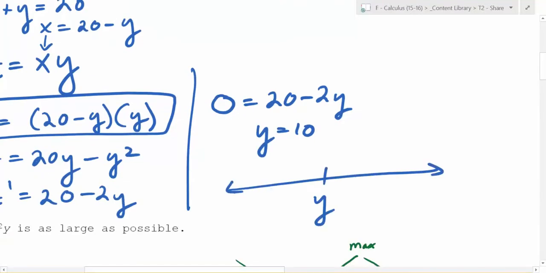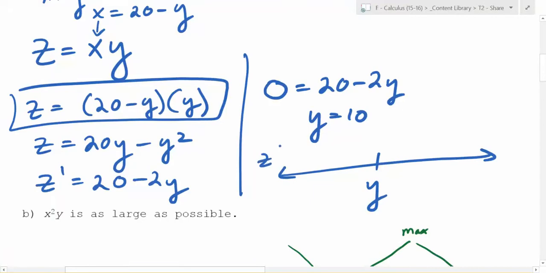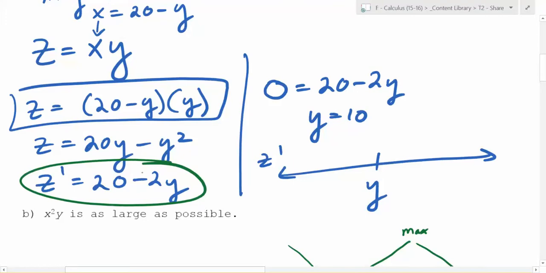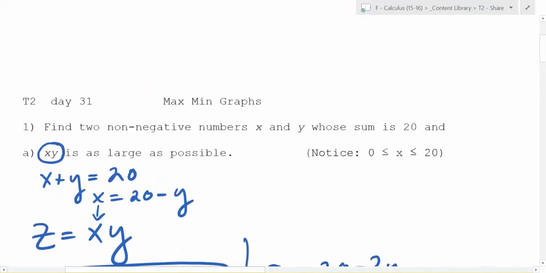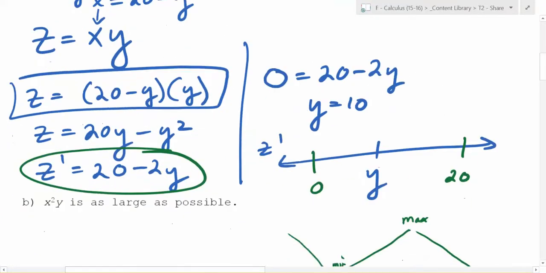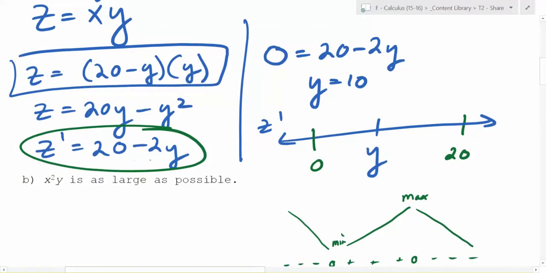We should do the sign check, right? A sign chart. So where do we plug it into? Where's z prime? Z prime is right there. What's the smallest y could be? Well, theoretically, it could be 0. Does it say positive? It says non-negative, so it could be 0. What's the highest it could be? 20. So we need to plug numbers into 20 minus 2y.